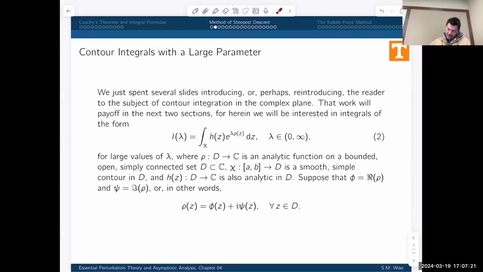Okay, so the integrals that I'm going to be interested in are those of this form. The integrand is of this form, h of z e to the lambda rho of z. You might notice by now that all of the integrals that we've talked about are of this form, or can be realized of this form. They always have an exponential times something else, and the exponential has a power which looks like this, either lambda or lambda squared times some function.